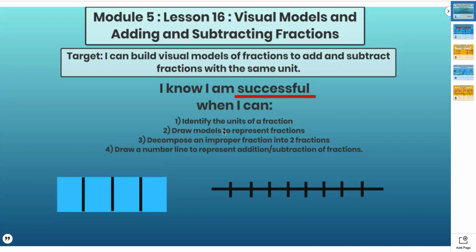Hello, Jaguars. Today we are going to be moving on to Lesson 16. And Lesson 16 deals with visual models and the adding and subtracting of fractions.